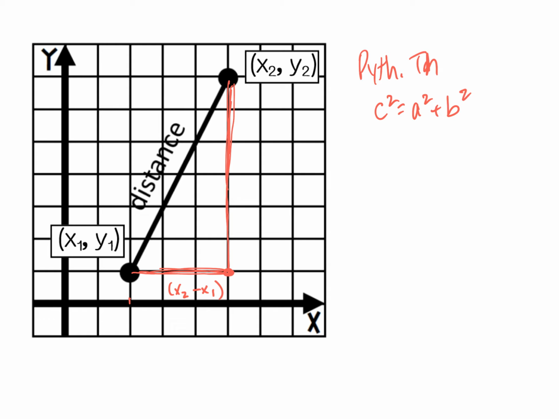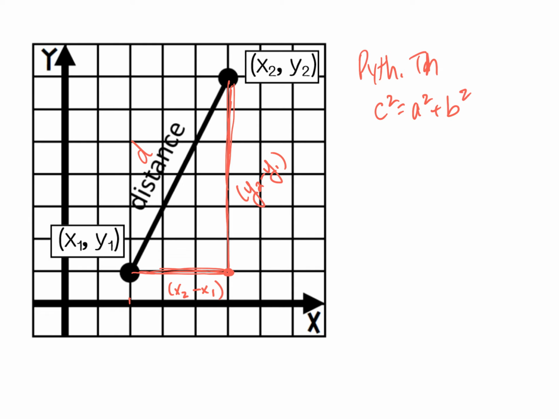That would be the length of that segment. Now I can do the same thing for my vertical distance here. It's going to be the difference of my y's, the largest y minus the smallest y. So this is y sub 2 minus y sub 1. And we're going to call the distance d just to make things a little easier here. I want to find the length.